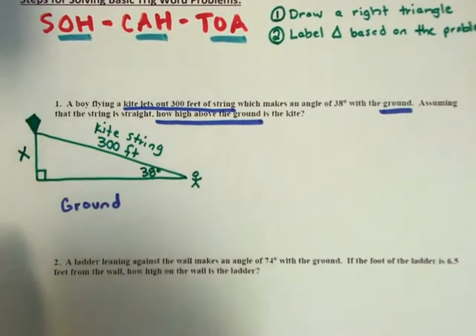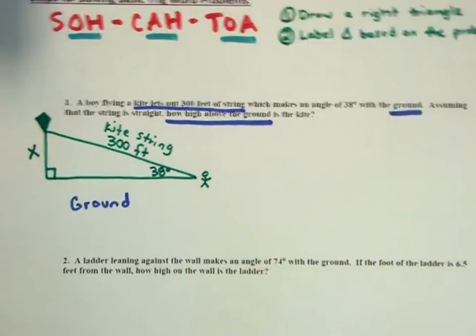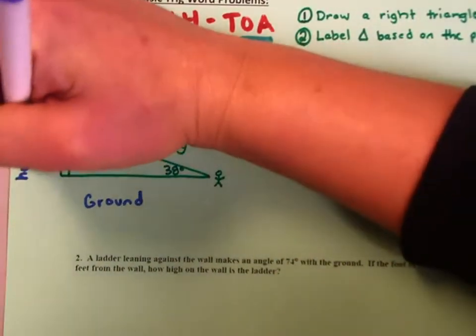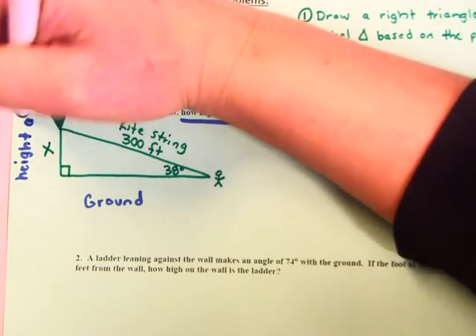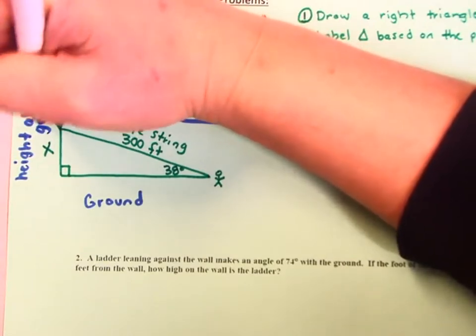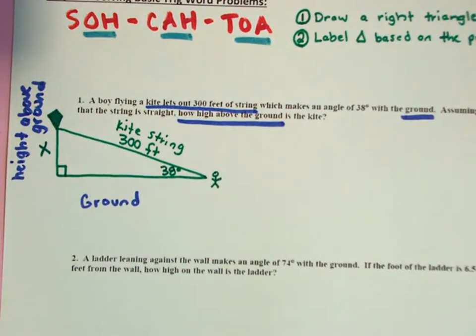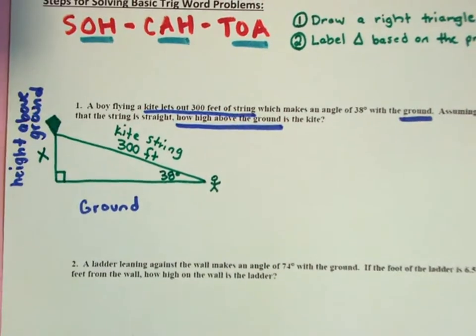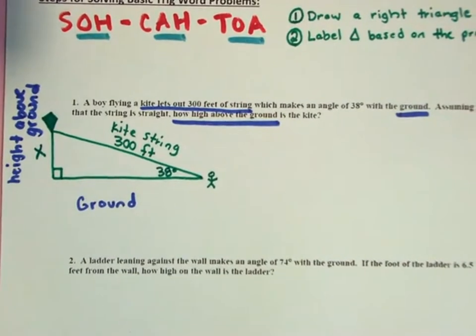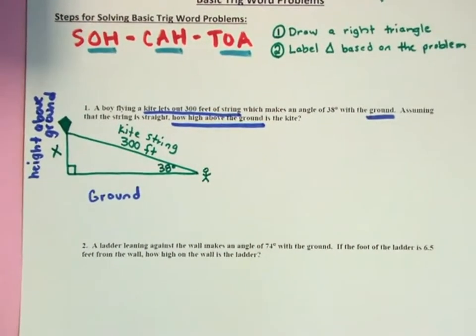Now, we want to know how high, so let's label this height above ground. So we've now labeled our triangle based on the problem.